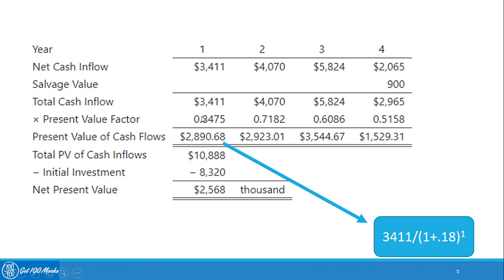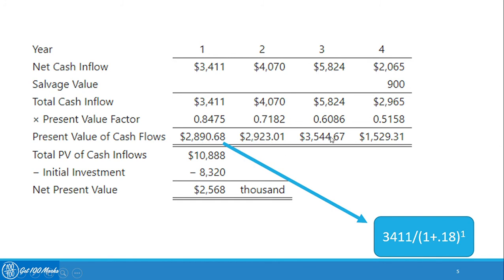In case you do not want to do that, as the arrow shows here, 3411 has been discounted at 18% for 1 year. So in that case, you have not calculated the present value factor. You have straight away discounted 3411 at 18% for 1 year to arrive at 2890.68. Similarly, you can do it for $4,070. You can discount it at 18% for 2 years. Similarly, for 5824 for 3 years and 2965 for 4 years. So in that case, you may not need to calculate the present value factor as you've done here. So the answer will remain the same.